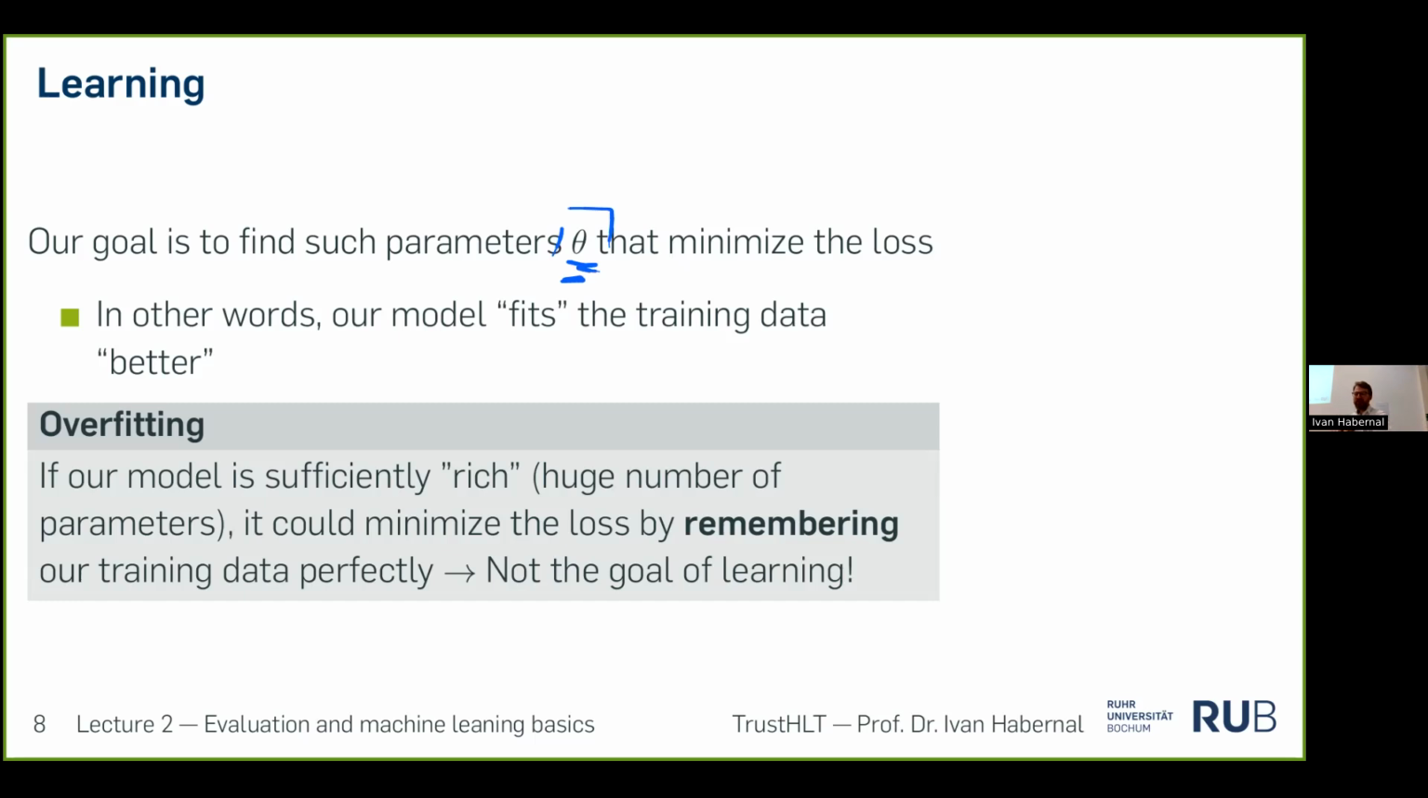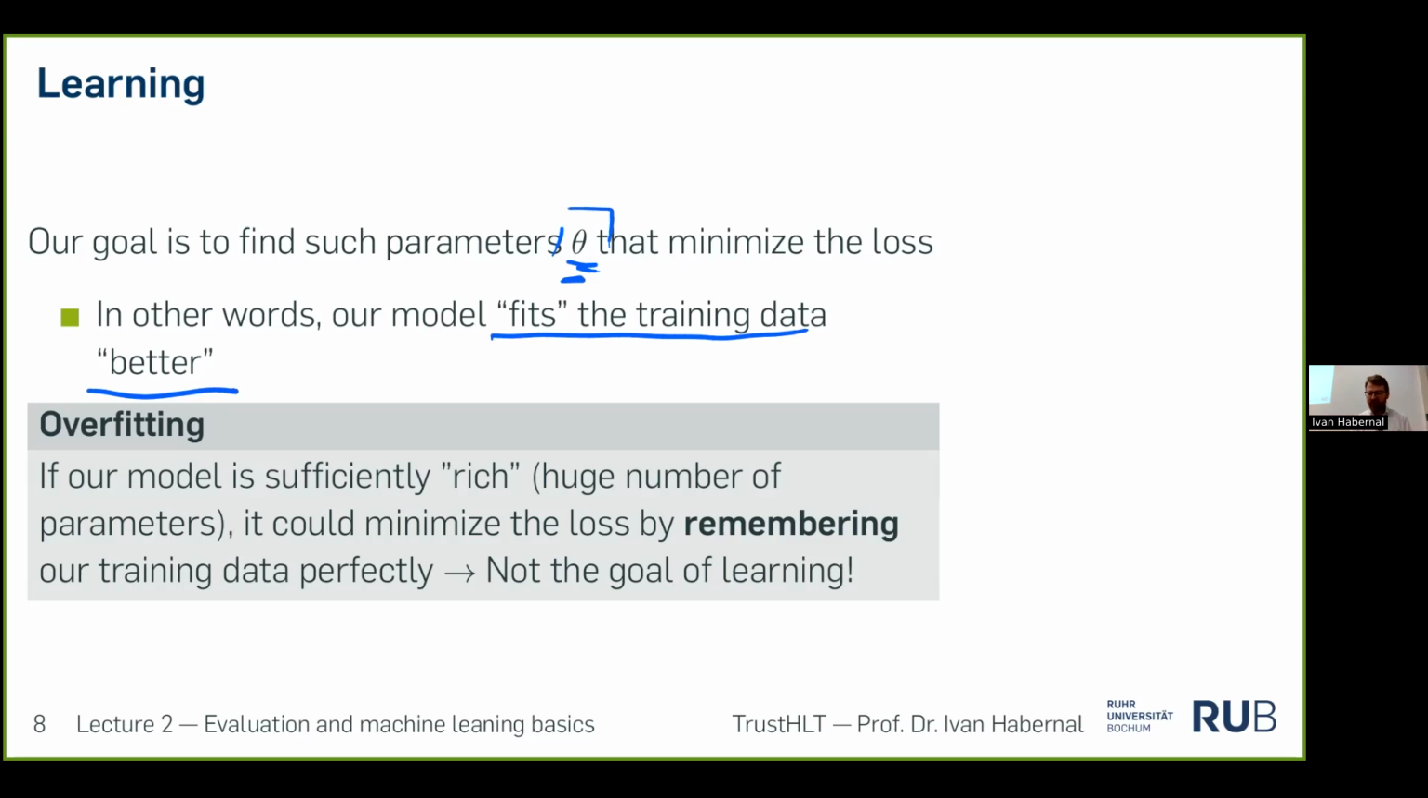So our goal is to find such parameters theta that actually minimize the loss, which makes sense because now we know the loss is over the entire data set and it's different between the good one and wrong one. So we want to make it as small as possible. So we basically want to be a good predictor in a way. So our model fits the training data better. Now we understand, if you're talking about fitting a function, then what it actually means. We can fit the data.